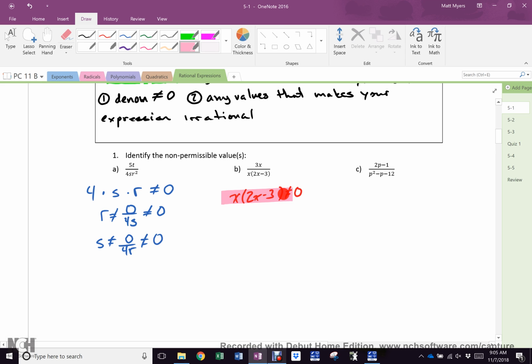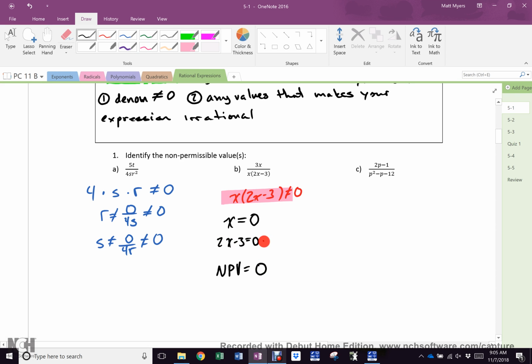What is happening there? X is multiplying by 2x minus 3. So, to make that 0, one of those would have to be 0, wouldn't they? So, either x would have to equal 0, or 2x minus 3 would have to equal 0. Neither one of those is allowed. Well, there's no work to do there. X is isolated, yes? So the first non-permissible value, NPV, is 0. I can't have 0 down there, can I?